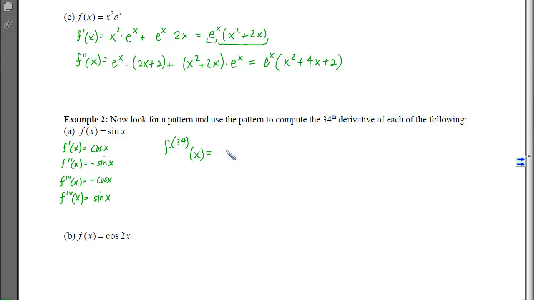that's going to be just like the remainder of 34. If I divide the 4 out, I have a remainder of 2. So that's going to be the same thing as the second derivative. And that second derivative is negative sine.